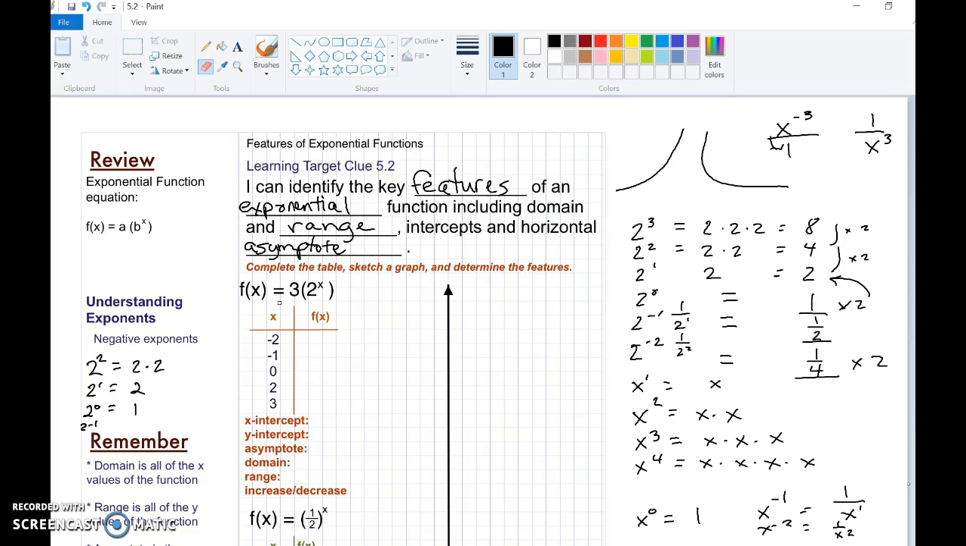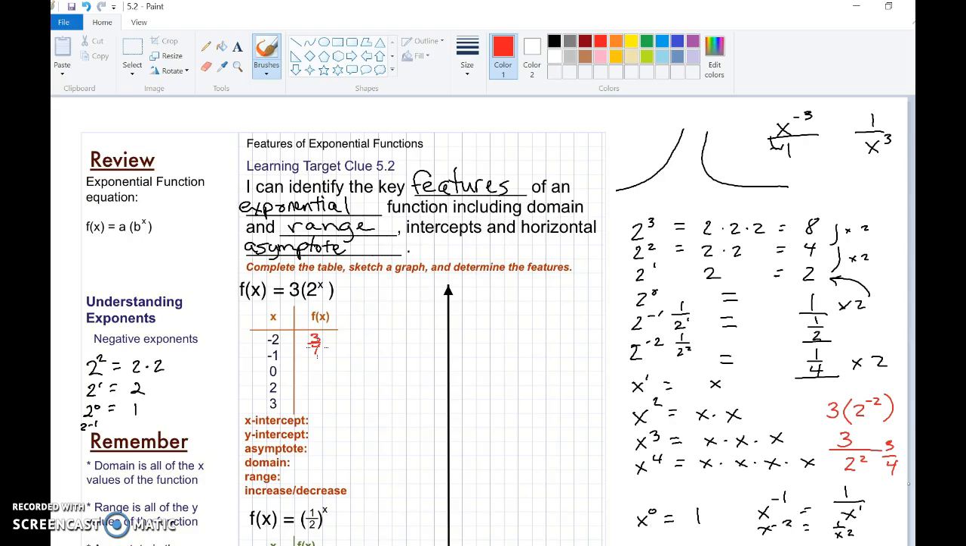All right, so if x is negative 2, then I have to think 3 times 2 to the negative 2nd power. Now I just got done saying that if I have a negative exponent, I cross the line and change the sign. So I keep my 3 up here, but I move my 2 to the negative 2nd power down here and change the sign. So it becomes 3 over 2 squared, which is equal to 3/4.